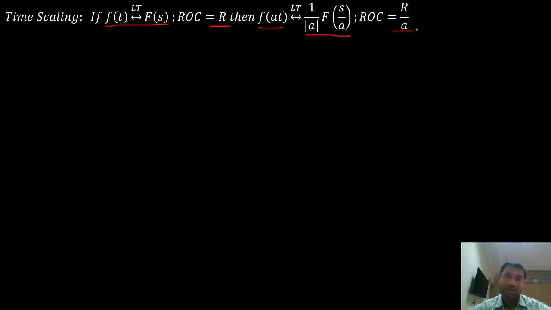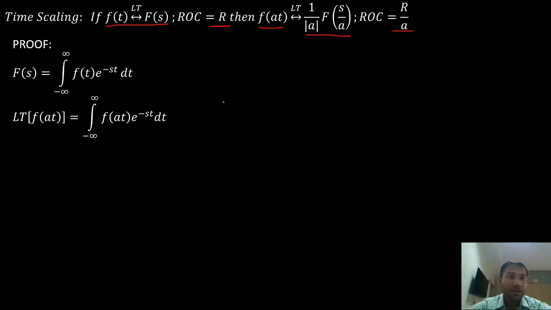Let us prove the Laplace transform of f of at. So what is the Laplace transform of f of at? Minus infinity to infinity f of at e power minus st dt. Now for the first case I'll consider a greater than 0. Now at, I'll substitute at equals y. That means dt is now going to be dy divided by a, right? Divided by a. And the limits will not change. Limits will be minus infinity to plus infinity.